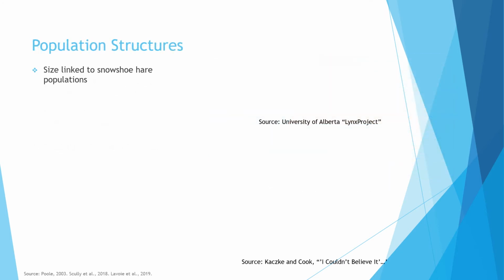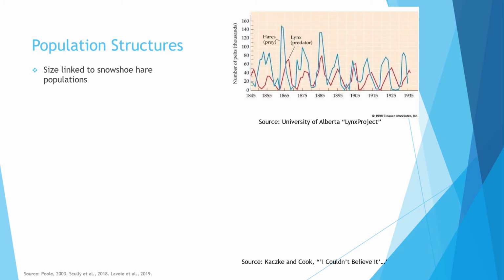Population structures. The size of Canadian lynx populations is linked to the snowshoe hare populations, which tend to boom around every 10 years. The graph on the right shows the lynx and hare populations. It is demonstrated that when hares increase, the lynxes also increase, but tend to lag a few years behind.